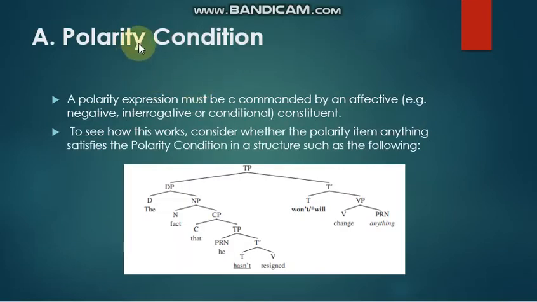Now, what does the polarity condition mean? A polarity expression must be C-commanded by an effective constituent. What's an effective constituent? Examples are negative, interrogative, or conditional. To see how this works, consider whether the polarity item anything satisfies the polarity condition in a structure such as the following: "The fact that he hasn't resigned won't change anything."